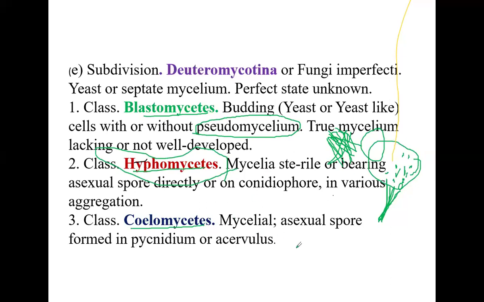If the asexual spores are formed either in a pycnidium, a simple porous round fruiting body, or in an acervulus, a saucer-shaped fruiting body, that means pycniospores or aeciospores, those are grouped under Coelomycetes. Okay, these are the 3 types of Deuteromycotina, imperfect fungi.